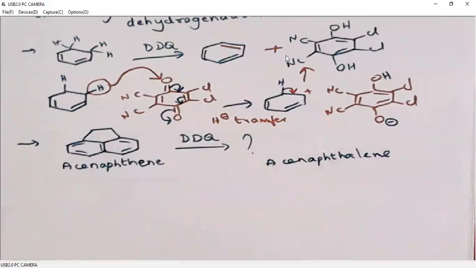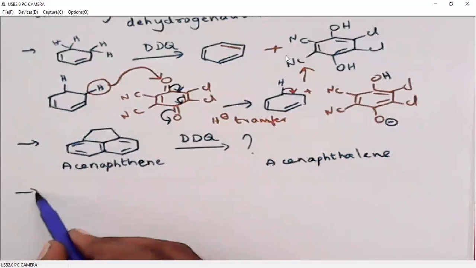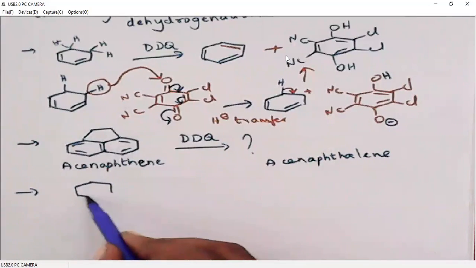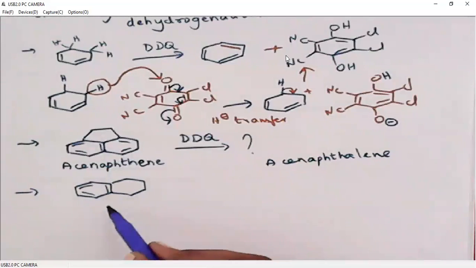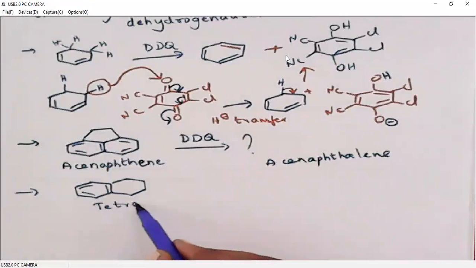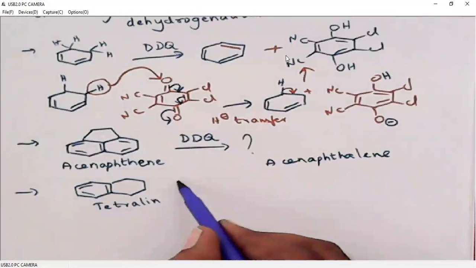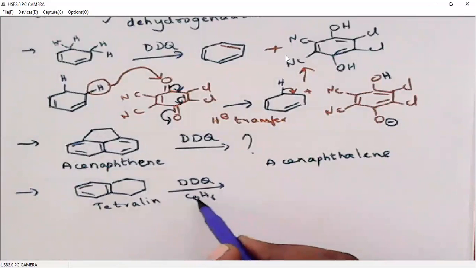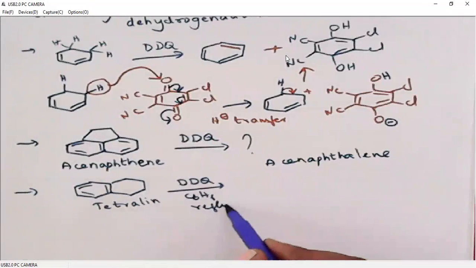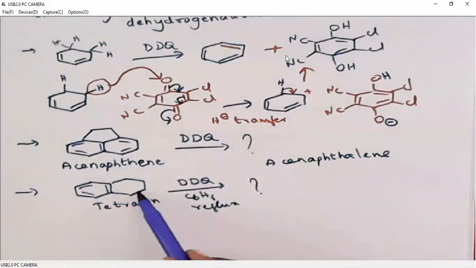AC-naphthalene. You write the product, okay? It's a simple thing. Similarly, when we have tetraline, and when we treat this with DDQ in refluxing benzene, what we get is two new double bonds. So we will get naphthalene.